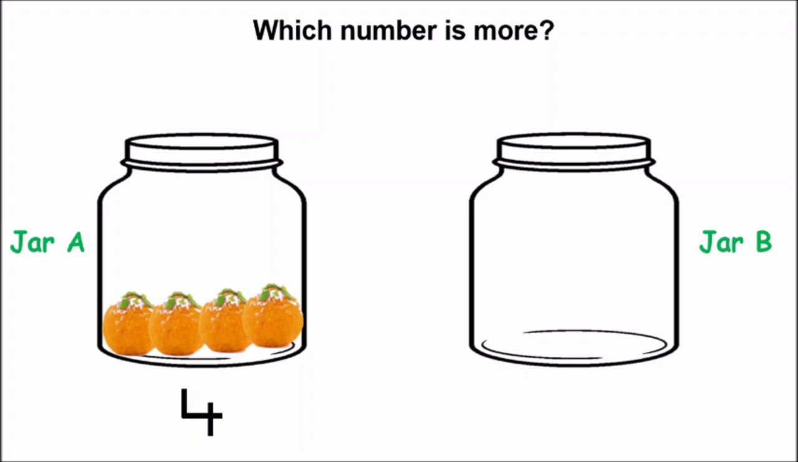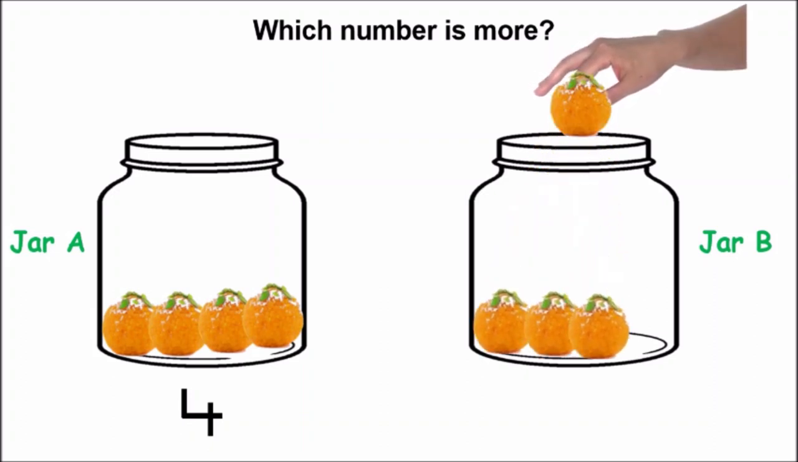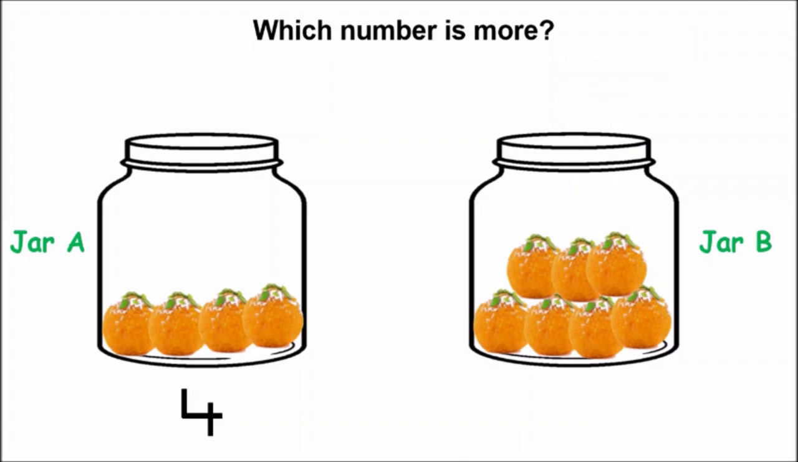Now I'm going to put some laddus in jar B also. So children, how many laddus did I put in jar B? Count with me. 1, 2, 3, 4, 5, 6, 7. Yes, so I've put 7 laddus in jar B.